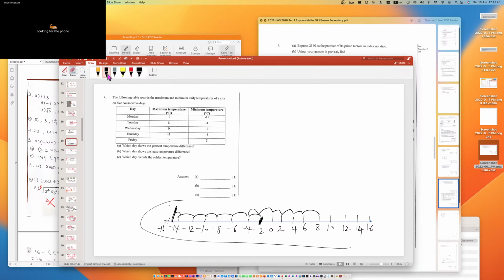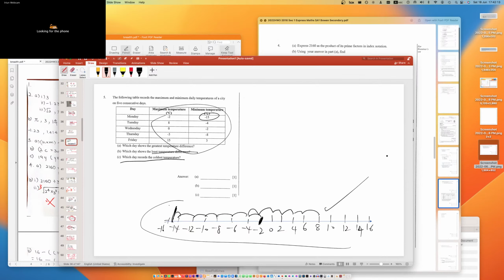Coldest temperature. How do I find? Which day record the coldest? Which one is the most minus? Monday. So Monday is the coldest temperature. Among all these, minus 15 is the coldest. Okay. Least temperature difference, that means the least difference. So make use of the number line.